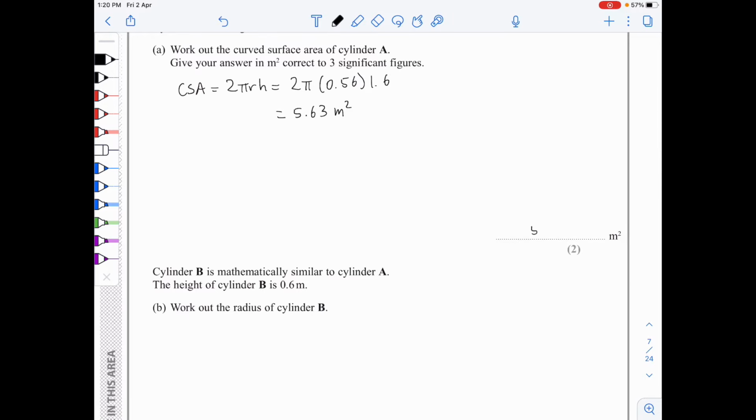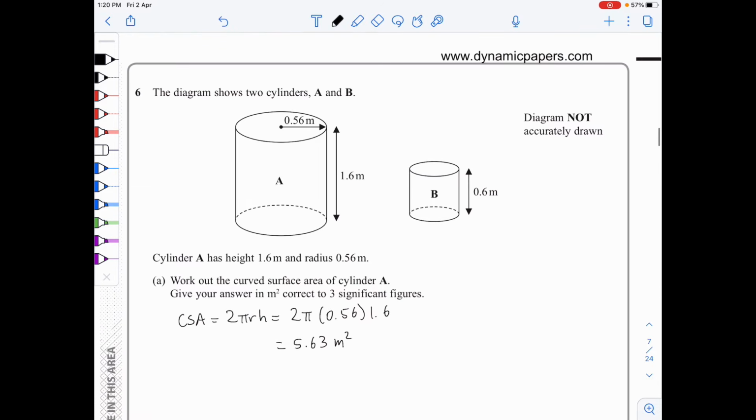So 5.63 here. Now B is mathematically similar to A, and the height of cylinder B is 0.6. We need to work out the radius of B. So we know that to go from 1.6 to 0.6, we multiply by K. That K is simply 0.6 over 1.6, which works out to be 3 over 8. That's the length scale factor. And we have to find the radius of B.